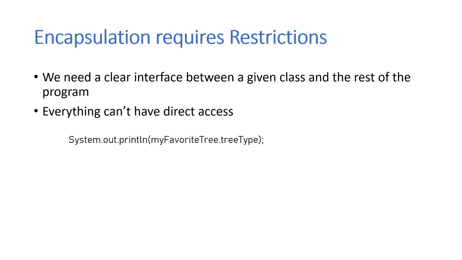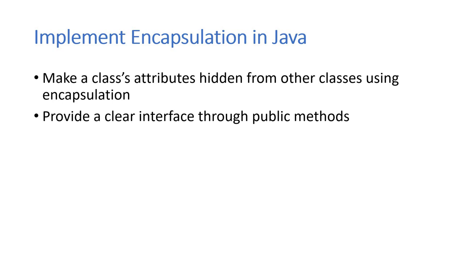In the last chapter, we directly accessed the tree type attribute along with other attributes of the tree class. If the name of this attribute or the way it's stored changed, the classes using this attribute would likely need to change too. To make our program more robust to changes, we can make class attributes hidden from other classes using encapsulation. The data would still be accessible, but only directly through the methods of the class.